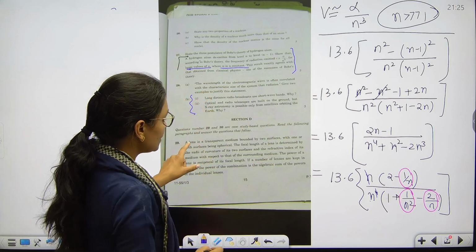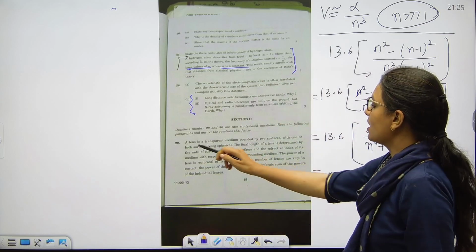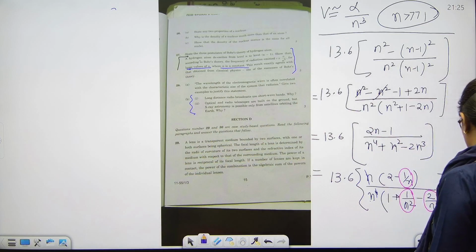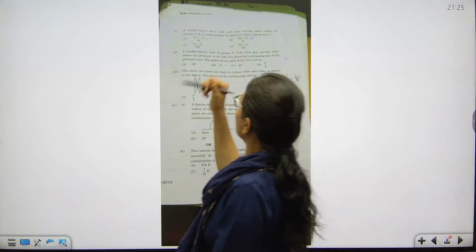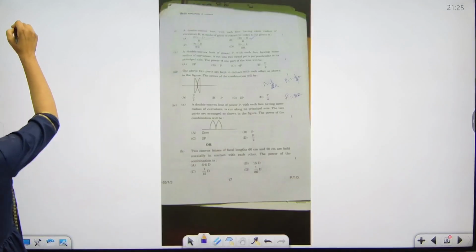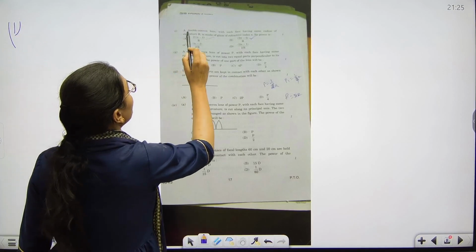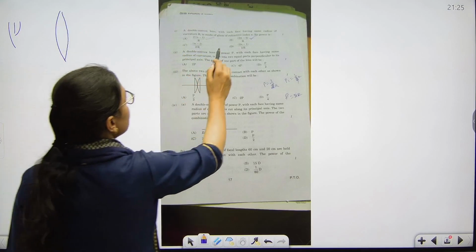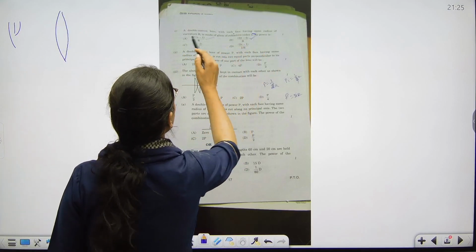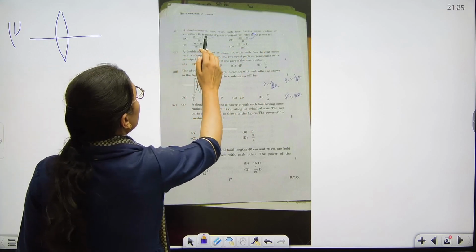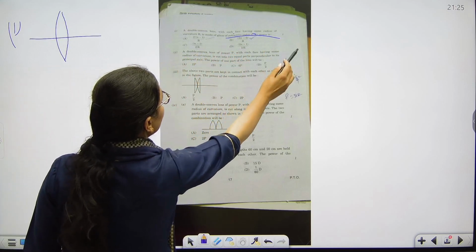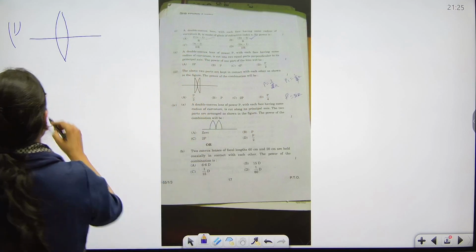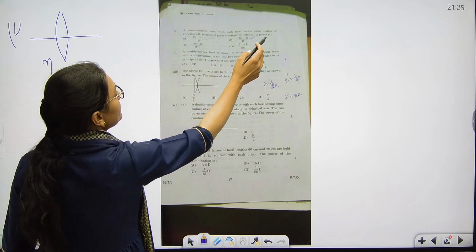Then we have this section D, case study based question. A lens is a transparent medium, so we have to read something about lens. Anyways, let us try to solve the first part here. The first part says a double convex lens with each face having the same radius of curvature, made of glass of refractive index n. We have to find the power.